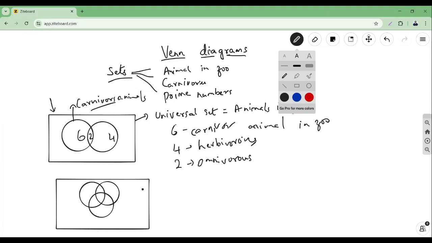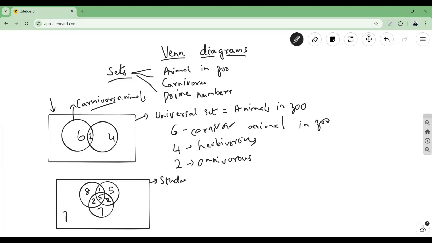Okay. This is, let's say, in a school. In a school, there are, okay, let me write some numbers here. 7, 8, 2, 5, 5, 1, and 7. So 2 again here, 7 here. Okay. And I'm going to say this circle is talking about the students in a school.